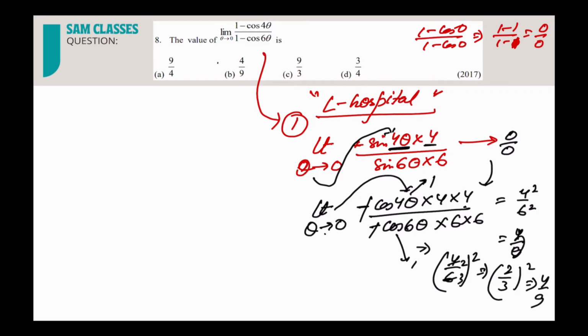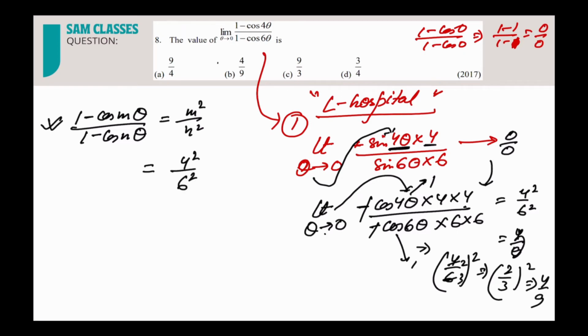Now, a lot of people and a lot of YouTube videos will see this as a shortcut trick. (1 minus cos m theta) by (1 minus cos n theta) is equal to directly m square by n square. So what you can do, that is equal to 4 square by 6 square. Directly you can use it everywhere. It is coming from this, which I showed you.